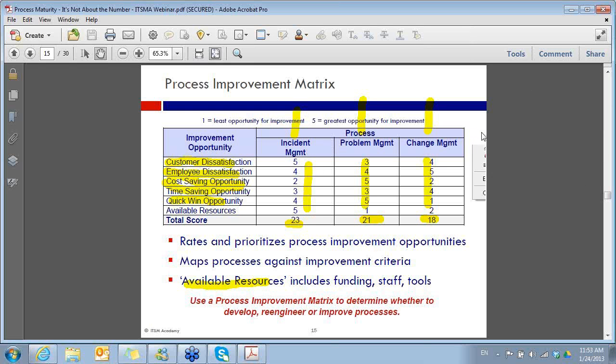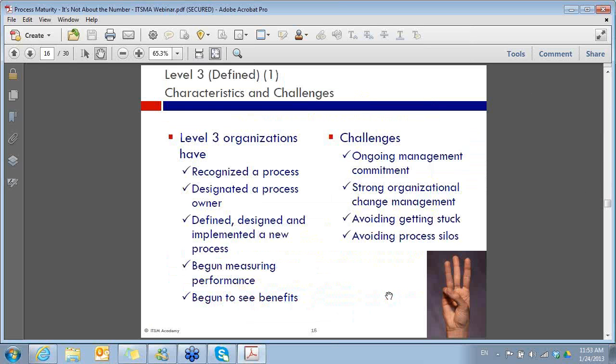So with our level 3 maturity, we now have a process, right? We've recognized a process, we've got a designated process owner, we've documented it, we're measuring our performance. At this stage of the maturity, you're starting to see good things happen. You're starting to see the benefits. Things are less chaotic, right? You're starting to be able to give management some information that they need in order to, first of all, just get behind these processes and these improvement initiatives and gain their ongoing support.